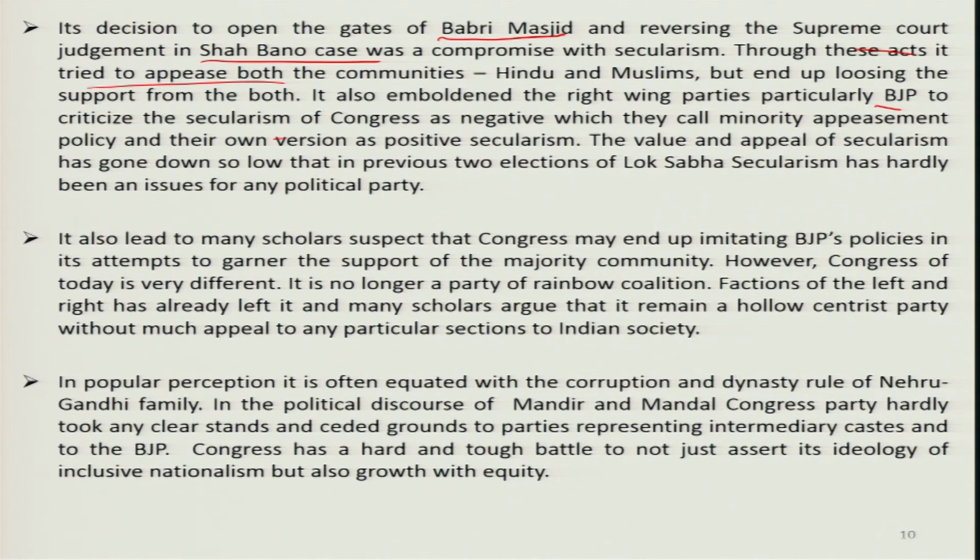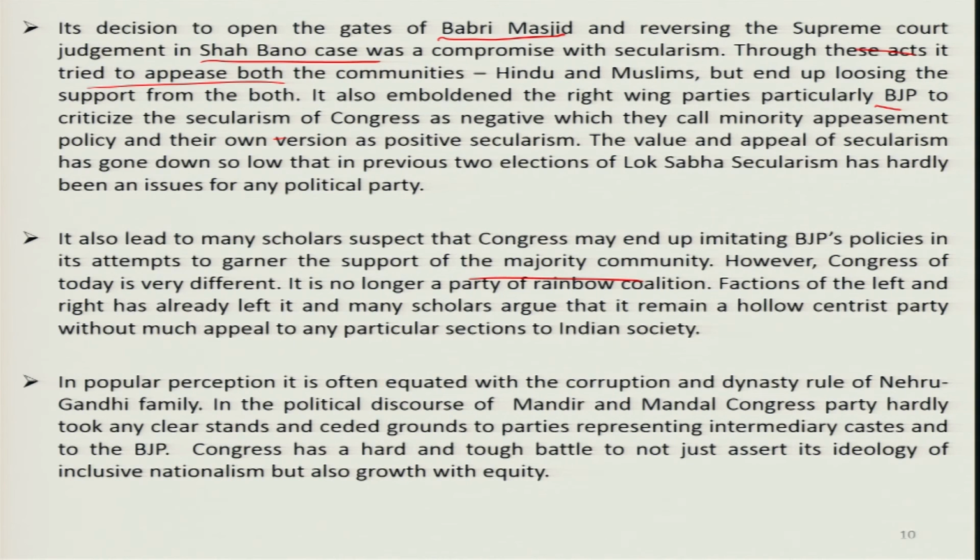It also led many scholars to suspect that Congress may end up imitating BJP policy in its attempt to garner the support of the majority community. So, given the charges of minority appeasement and its attempt to mobilize or garner the support among the majority community, many scholars or critics argue that it may end up imitating the policies and programs of the BJP. However, Congress of today is very different.